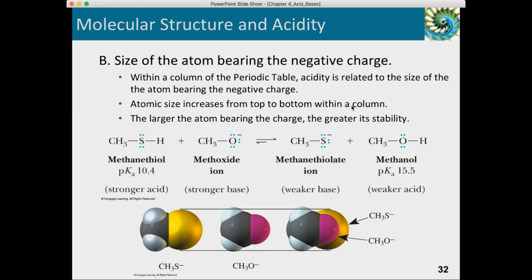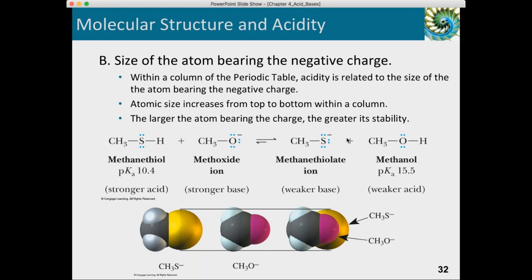So if we compare these two, the thiolate, which is the conjugate base here, is more stable than the methoxide, which is the conjugate base here. Therefore, methanethiol is expected to be more acidic than methanol. And you can see the pKa values here, 10.4 versus 15.5, quite significant. If the methanethiol is more acidic, the reaction must be shifted toward the right side.